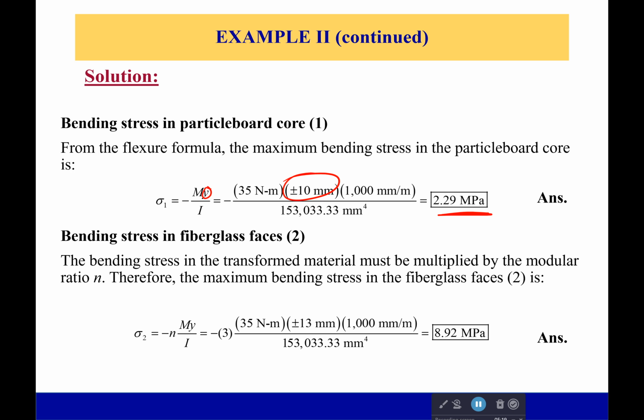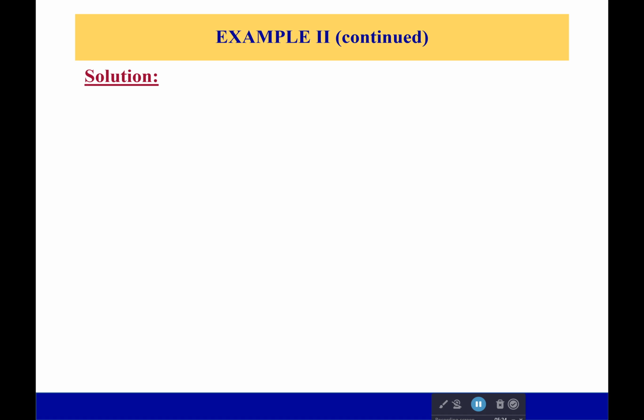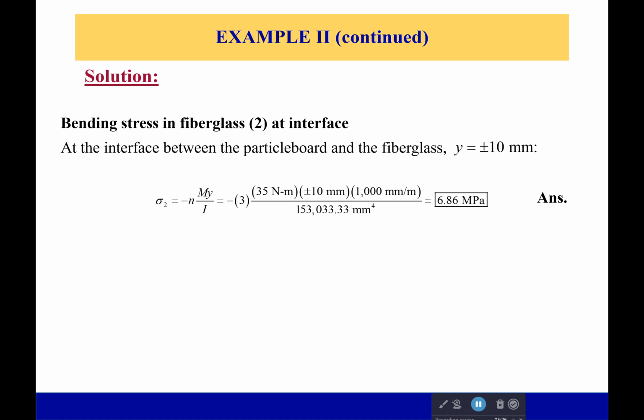Looking back here, it was 2.29 before, and that was at 10. And now, all of a sudden, we're getting this one, and it's 6.86. What happened? Modular ratio. Don't forget that. I have jumped the barrier. There's a discontinuity in my stress diagram. It looks something like this, and then suddenly it jumps because we have that transformed section. So on this side, in the particle board core, it's 2.29. And then we suddenly jump up in the fiberglass section, it's 6.86.